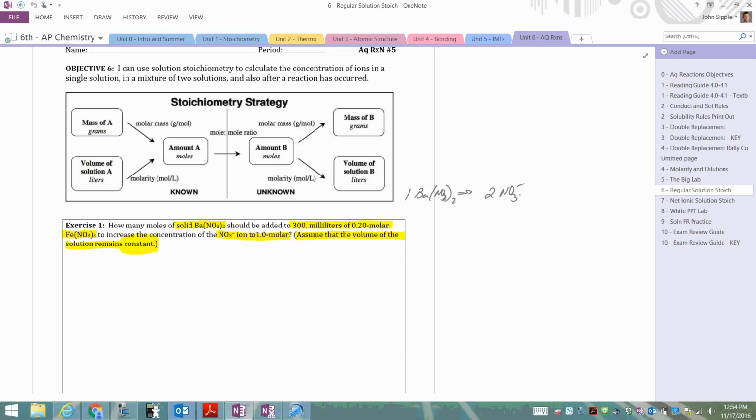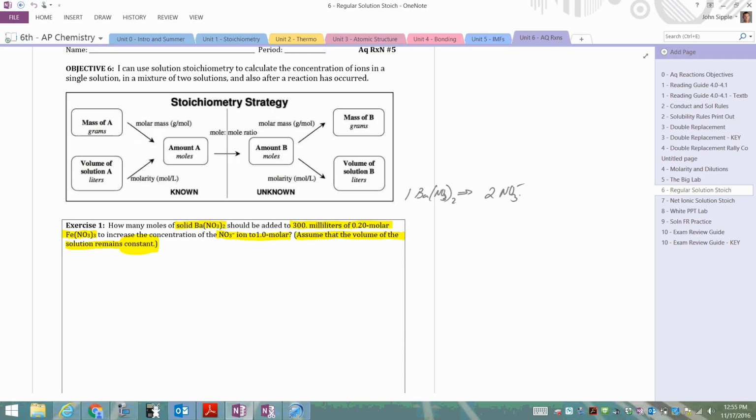And M1V1 equals M2V2? I would say no, because our volume stays constant. There's no change in volume. We're not diluting the solution or anything like that. So we want to get a solution that is 1 molar nitrate ions, and currently we have a solution that's 300 milliliters of 0.2 molar iron nitrate.